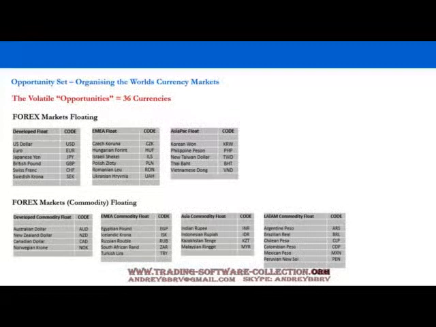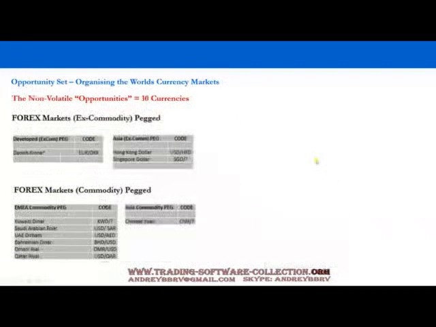So here we've got our 36 currencies, our 36 potential opportunities, and we've put them all on the same page here, so it's easy for you to view. Here we've got FOREX markets floating. Well, that's actually non-commodity floating, so what we've defined as floating regimes that don't have significant exposure to commodities. And then we have FOREX markets commodity floating. So these are our 36 opportunities. And these are the ones that we're going to basically have to not consider as volatile opportunities.